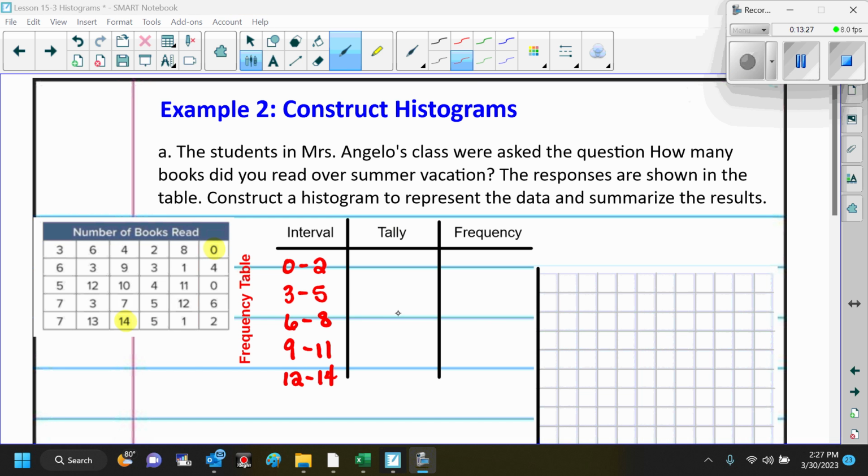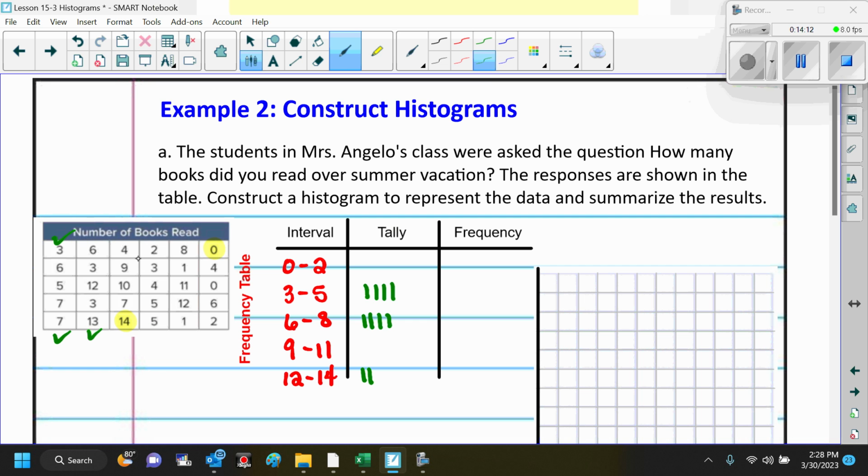So now we want to tally it. All we're going to do is look at the numbers, and whatever interval it belongs in, we're just going to put a little tally mark. So this is 3, 6, 5, 7, 7. And that takes care of our first column. Okay? Then we've got 6, 3, 12, 3, 13. So that's 6, 3, 12, 3, 13 down here. That takes care of our second column.